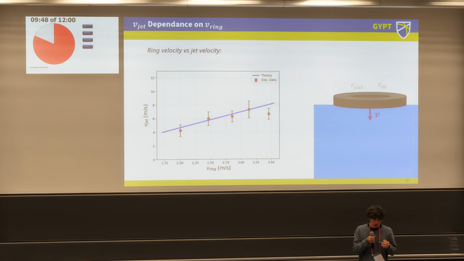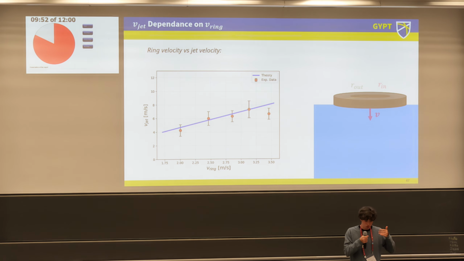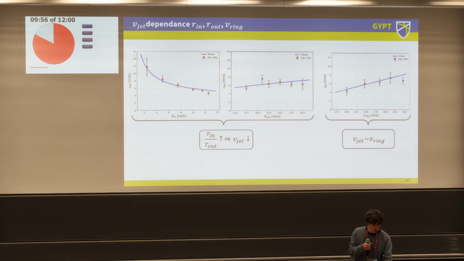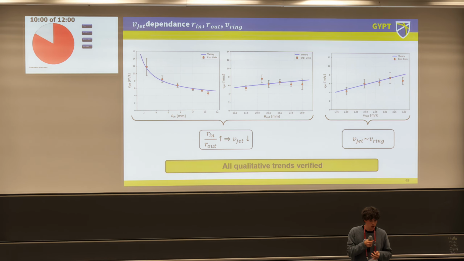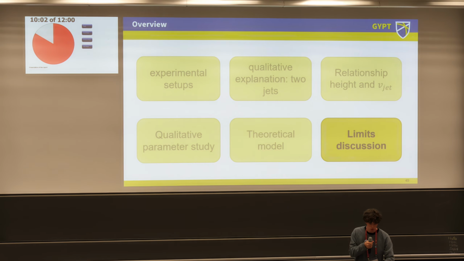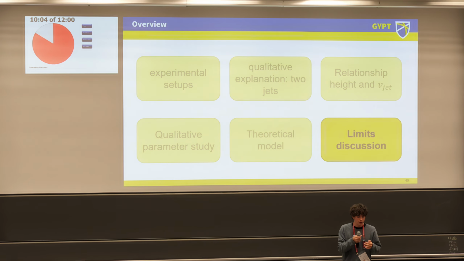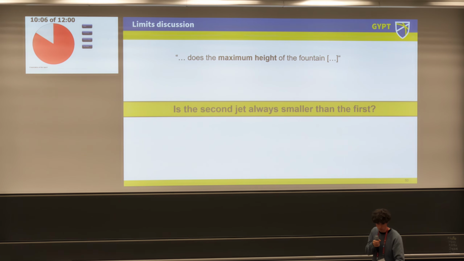As for jet velocity against the wing velocity, here we're able to observe the same trend, which we also were able to take a look at qualitatively, being that they're directly proportional. With this, we can state that all of our qualitative trends from before were verified using our quantitative model. So now for the last step of the presentation, let's take a look at some limits discussion.